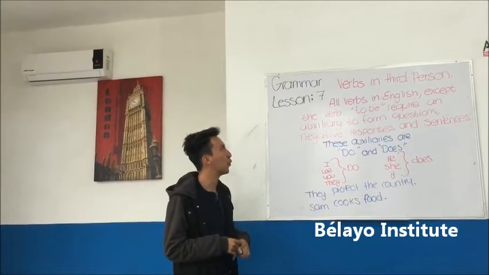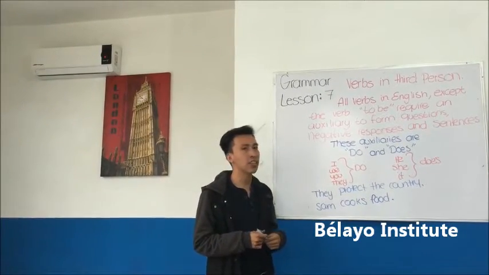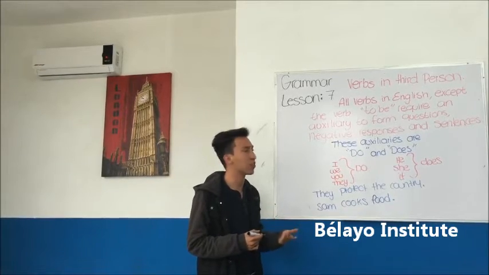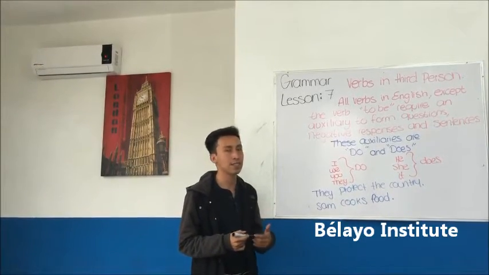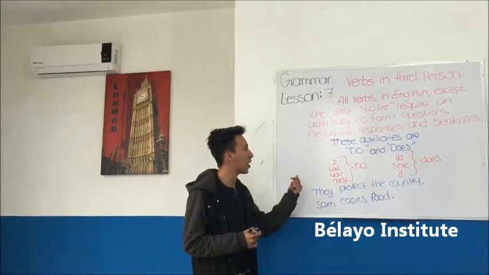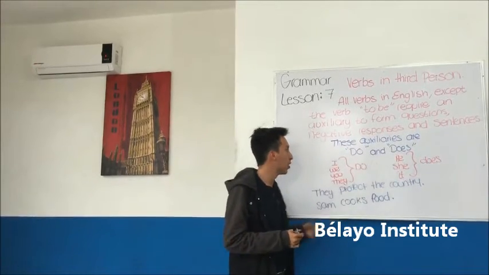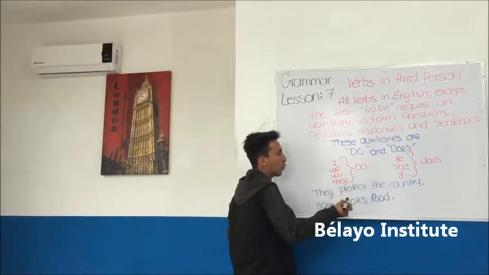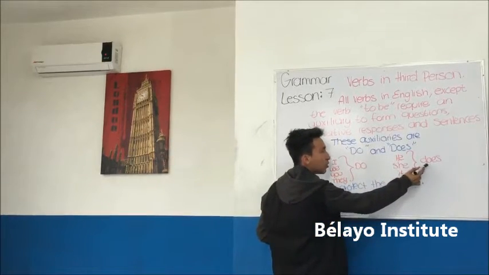Okay, the question form. All the verbs in English except the verb to be require an auxiliary to form questions, negative responses, and sentences. These auxiliaries are do and does. For the pronouns I, we, you, they, we're going to use do, and for the pronouns he, she, and it, we're going to use does.